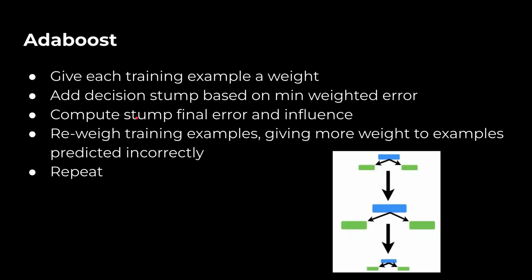So then once we added a stump, we compute the final error of the model plus this new stump. And then we also compute the influence. So the influence, aka the amount of say that this decision stump has, is basically how much emphasis this decision stump's classification will end up being in the final model.